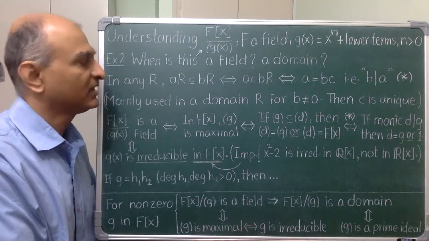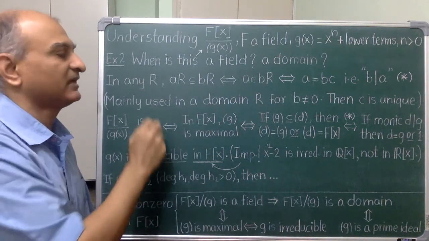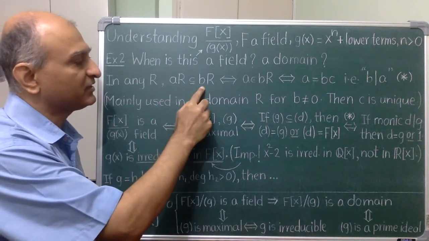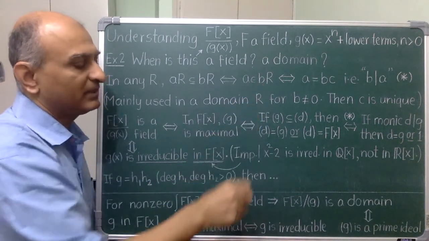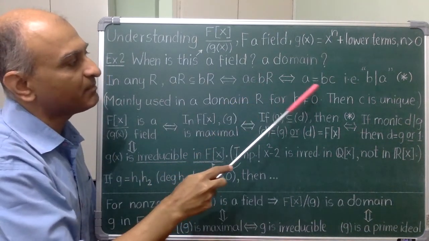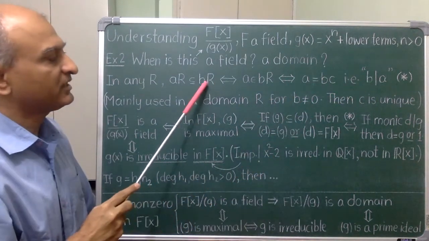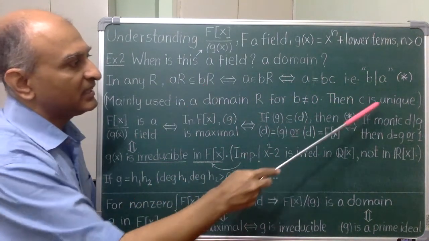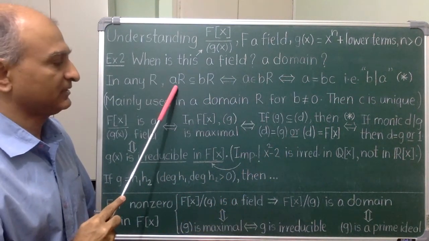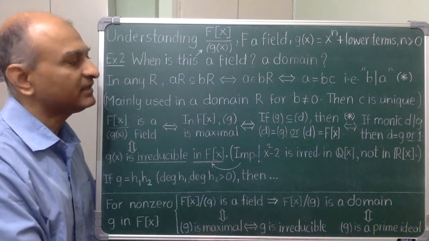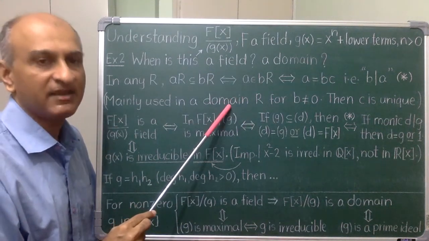Let's see why. First, a simple remark about principal ideals in any ring. aR is a subset of bR exactly when a is contained in bR, but that just means that a is a multiple of b. In other words, b, the generator of the bigger ideal, is a divisor of a, the generator of the smaller ideal. We will use this mainly when b is a non-zero element in an integral domain, in this case F[x].